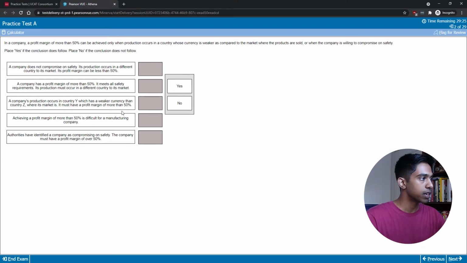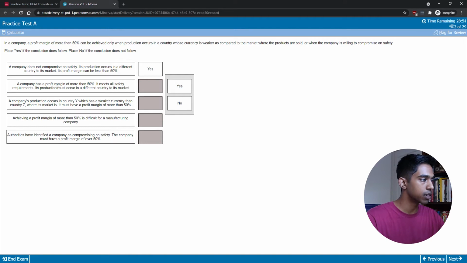Next one. In a company, a profit margin of more than 50% can be achieved only when production occurs in a country whose currency is weaker or when the company is willing to compromise on safety. Okay. A company does not compromise on safety. Its production occurs in a different country to its market. Its profit margin can be less than 50%. Yes, because it can only be achieved, doesn't mean it is achieved every time.